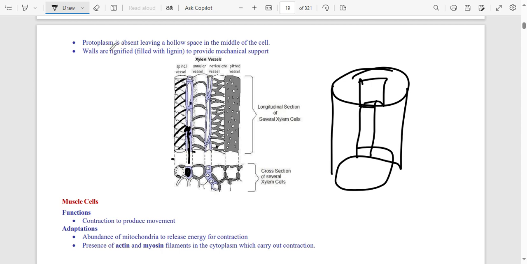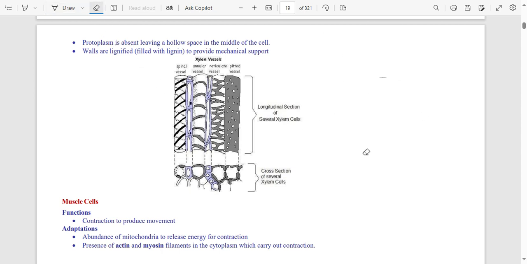Okay. And then for these cells, their protoplasm is absent, meaning that they don't have the nucleus. Remember we said the protoplasm is made up of the nucleus, the cell membrane, and the cytoplasm, that living part. So their protoplasm is absent, and that will leave a hollow space in the middle of the cell. This is the space that you can see, so that water can be conducted in this space. This is important. Please take note. They can ask you that in the exam.